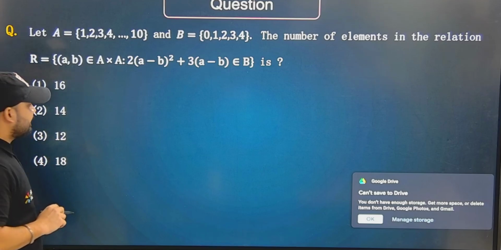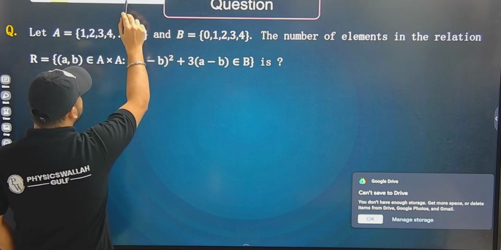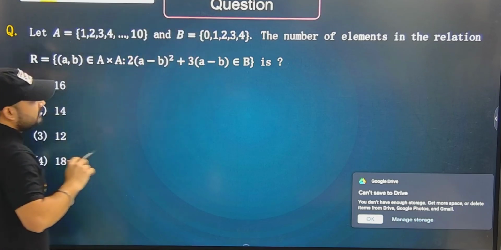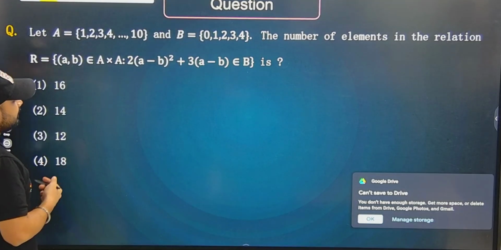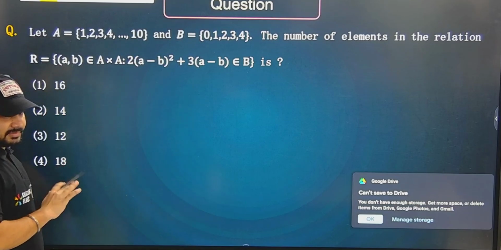Everyone just see here. In the last class we solved this question, I guess about 60% of the solution I have done. Let's solve this question once again, then we will proceed with the remaining part of this chapter.